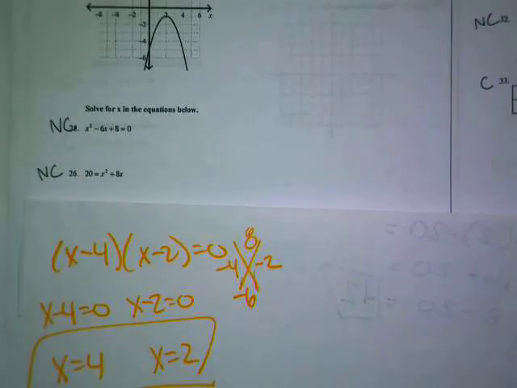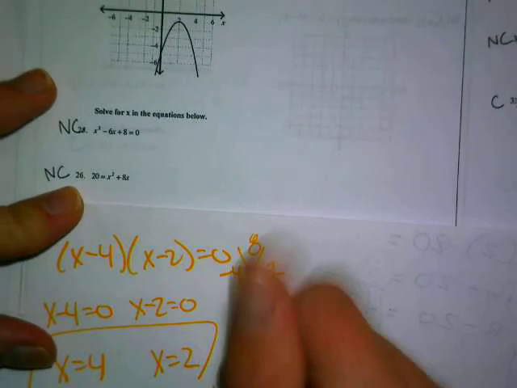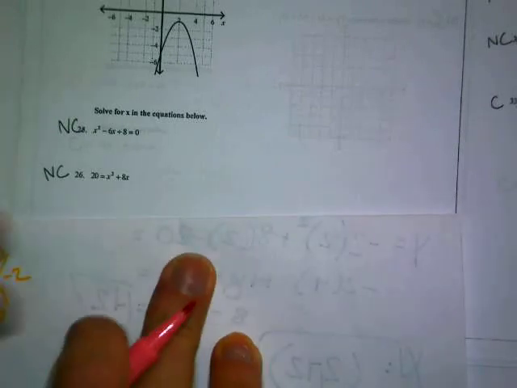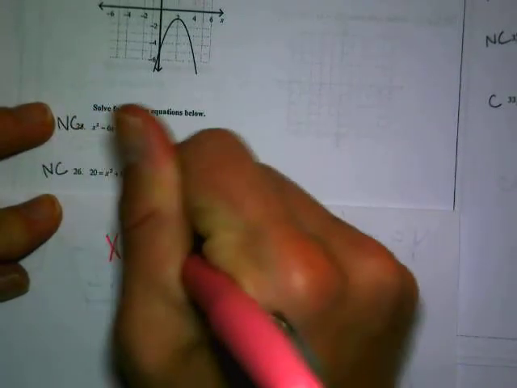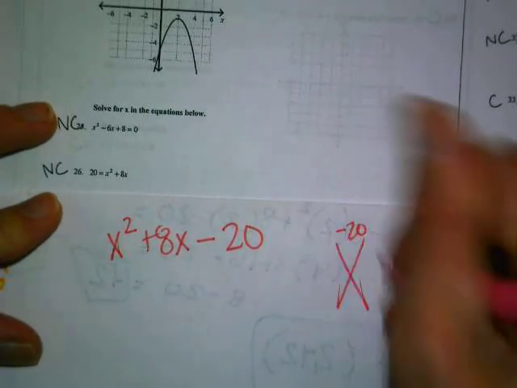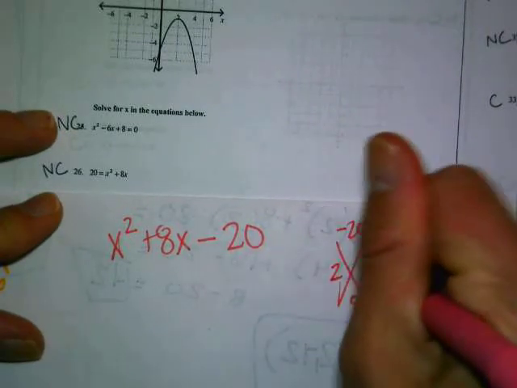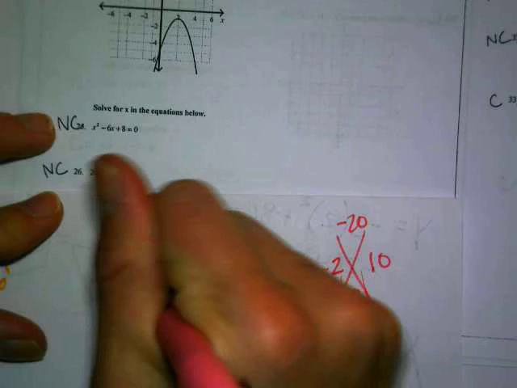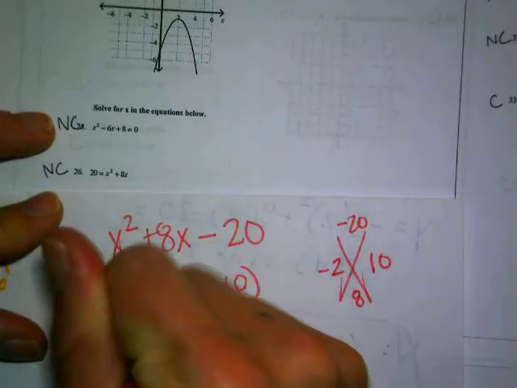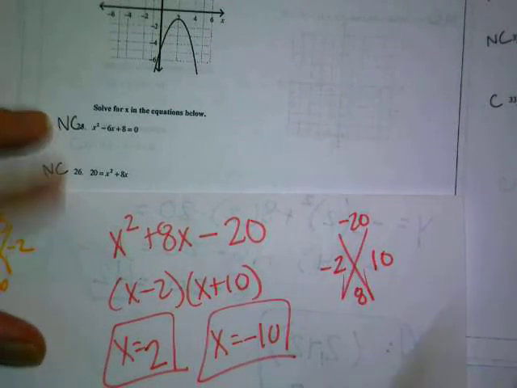On number 26, you have to move the 20 to the other side. So let's see. It'll be x squared plus 8x minus 20. So in our x, negative 20 goes on top, 8 goes on bottom. So I want two numbers that multiply to give me negative 20, but add to give me 8. So let's see, 2 and 10. And minus 2. So x minus 2, x plus 10. So x is going to equal 2 and negative 10.